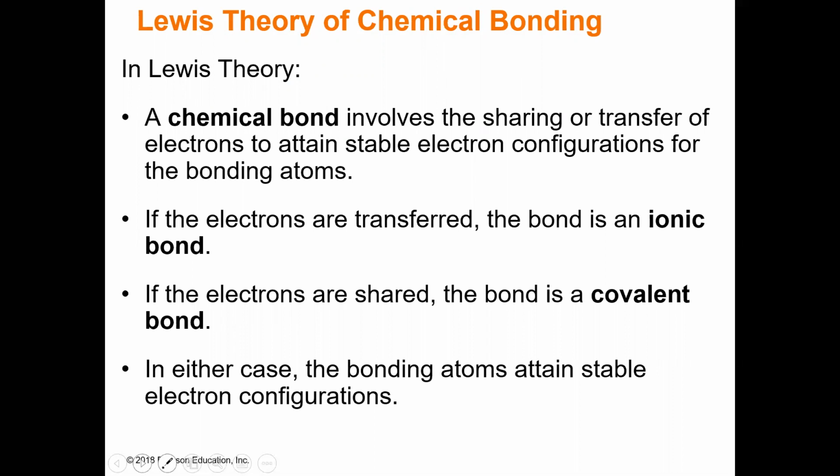In the Lewis dot structure, or in the Lewis theory, it says that a chemical bond will involve the sharing or the transferring of electrons to attain the stable electron configurations for the bonding atoms. So when we're looking at ionic bonds, here we see that the electrons are actually transferred from one atom to the other. If we're looking at a covalent bond to form a molecule, we see that the electrons here are actually shared. In either case, the bonding atoms will attain a stable electron configuration.